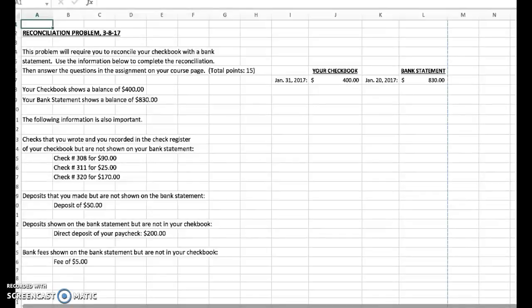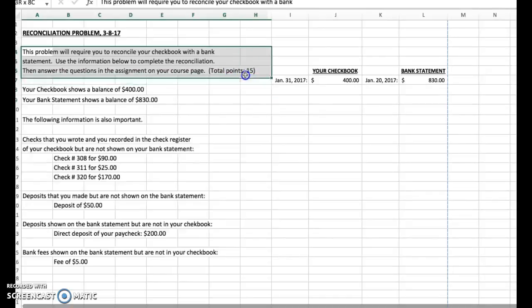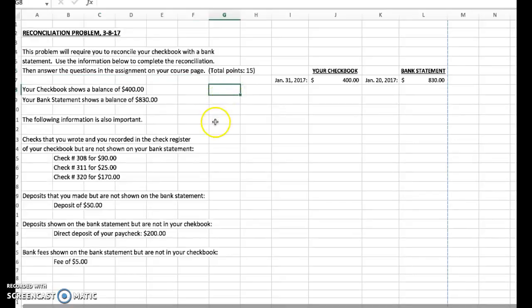What you're really doing is making sure that your check register that you fill out agrees with what the bank says. Now, let's take a look at this reconciliation problem from last week. On the screen, you see that the instructions say that you need to reconcile your checkbook with a bank statement. Use the information below to complete the reconciliation. And then you had some questions. What I've added to the right here is the information that I've given you right here.